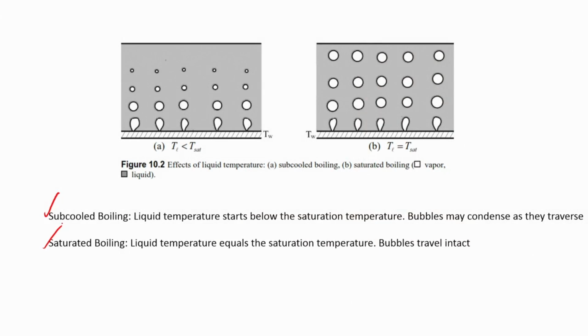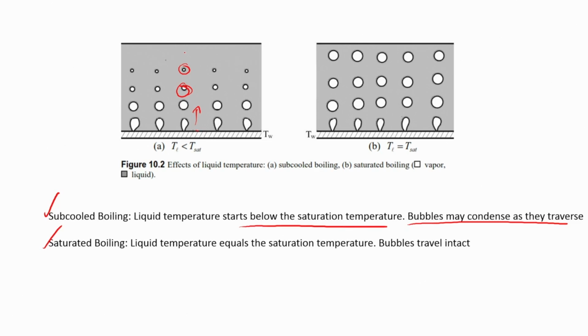Now what is subcooled boiling? Subcooled boiling is when the liquid temperature is below the saturation temperature. So the bubbles grow on the surface and detach, but then become smaller and condense as they traverse. So the liquid temperature is below the saturation temperature. Essentially the bubble grows, detaches, becomes smaller due to condensation and then just goes off.